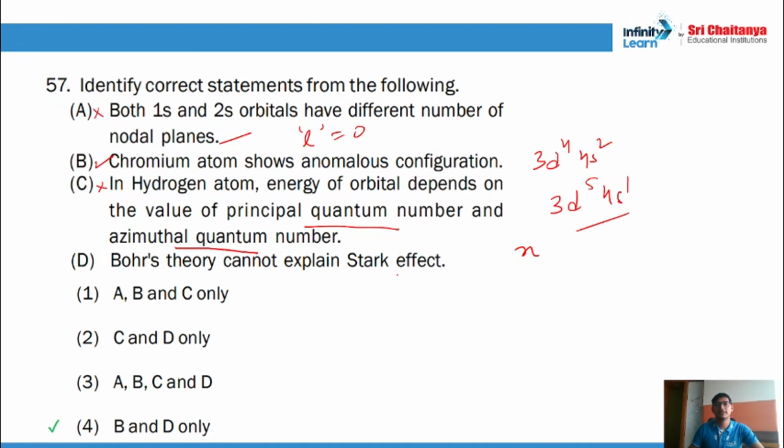Bohr's theory cannot explain Stark effect. Yes, if we apply electric field, then the spectral lines are split, right? Why does it happen? Bohr's theory cannot explain that. So the correct answer will be B and D.